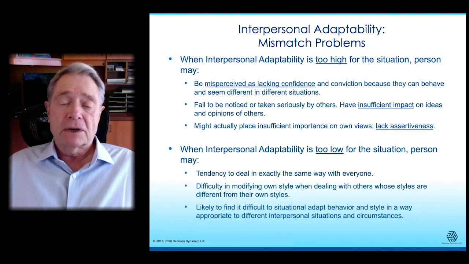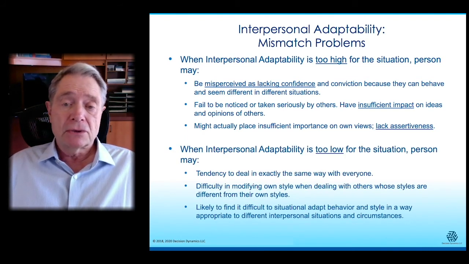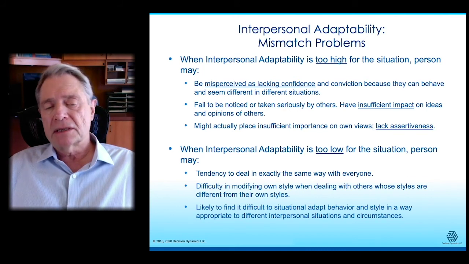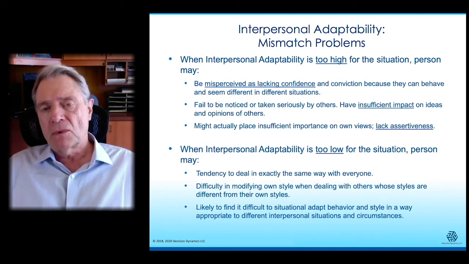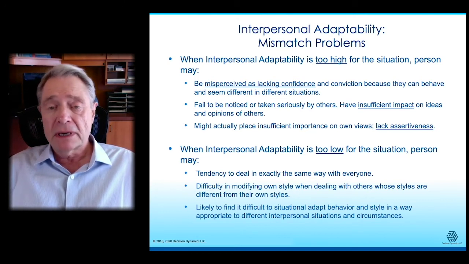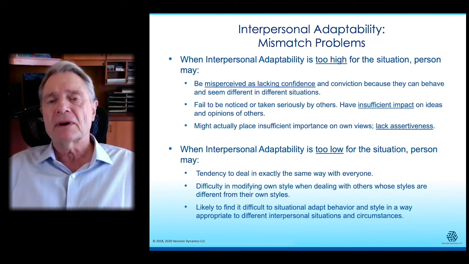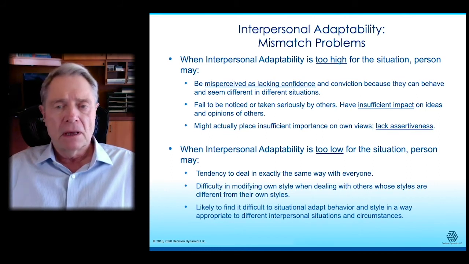On the other hand, when interpersonal adaptability is too low for the situation at hand, there's a tendency to deal exactly the same way with everyone, every situation, always the same way, very consistent. People who are low on interpersonal adaptability tend to find it very difficult to modify their behavior and their way of thinking to accommodate different kinds of situations and people.